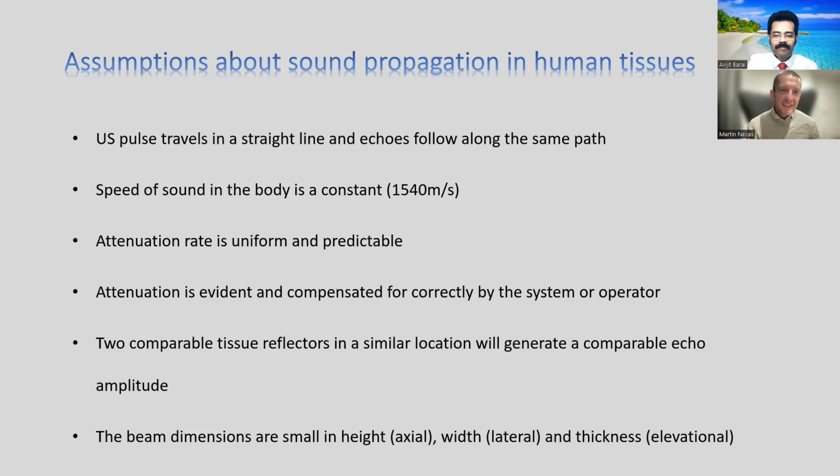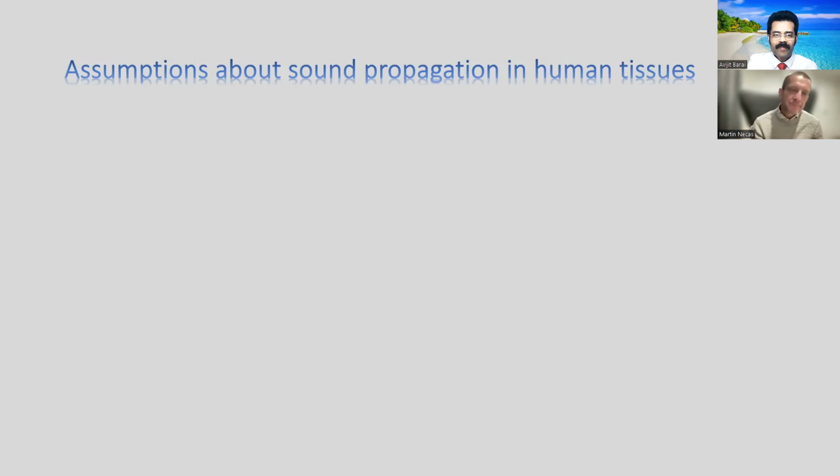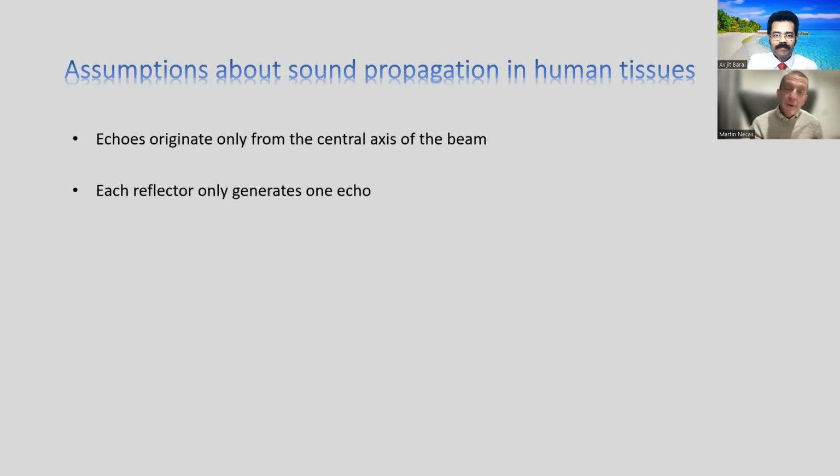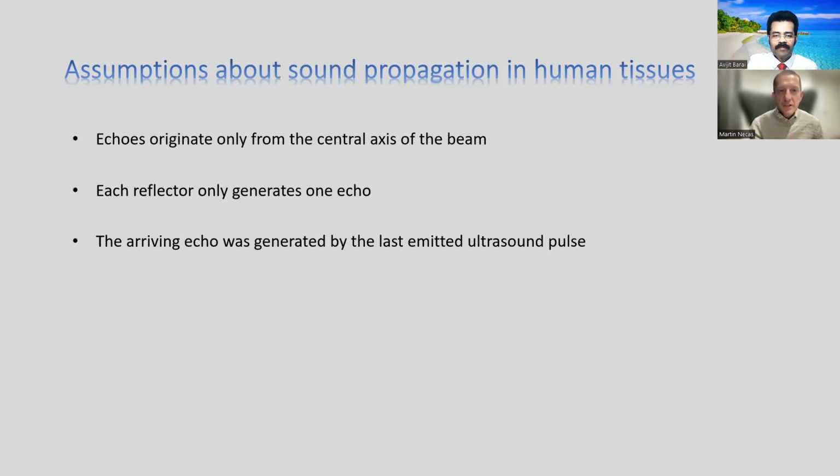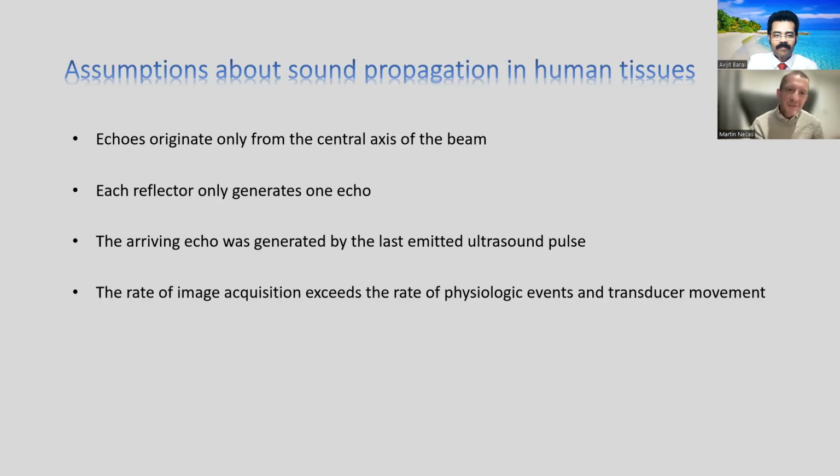There are, of course, many other assumptions that can be breached. For example, that the beam dimensions are small in height, width, and thickness is not true. Our axial resolution is very good, lateral resolution worse, and elevational or slice thickness quite poor. We have many other assumptions. For example, that echoes originate only from the central beam axis, not always true. We have side lobe artifacts. That each reflector only generates one echo is not the case with mirror images, for example. The assumption that the arriving echo has been generated by the last emitted pulse is breached in a range ambiguity artifact.